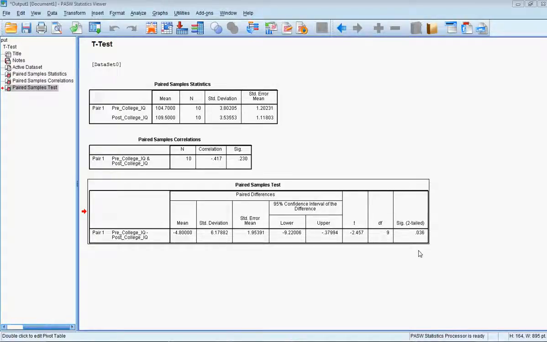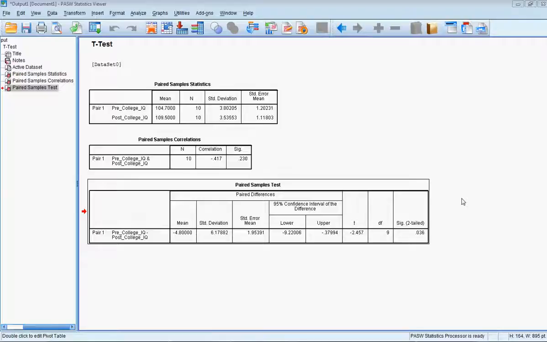What is the significant difference? There are several ways to determine that. For one, we can just look at the means. That's probably the easiest way to do it. And it shows us that the post-college IQ scores are slightly higher than people's pre-college IQ scores. So we can conclude people's IQ scores are significantly higher after they go to college than before.